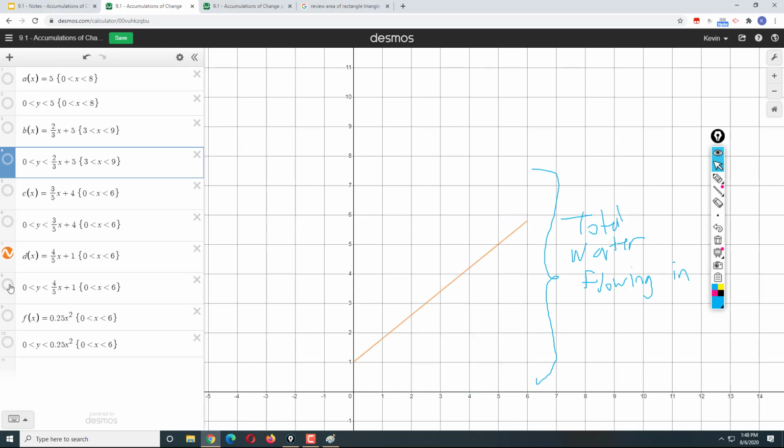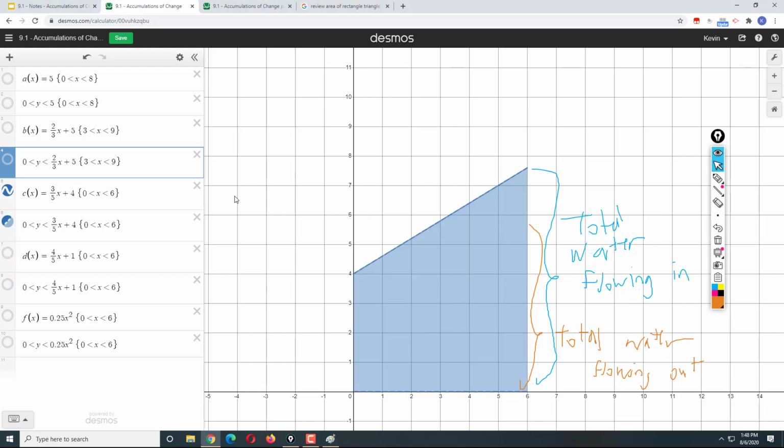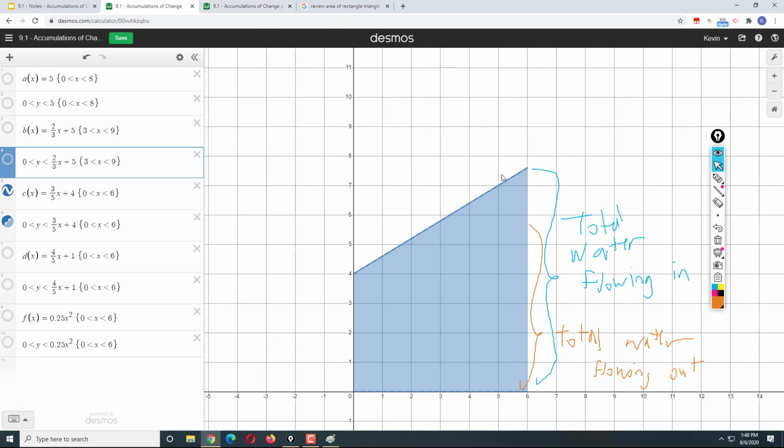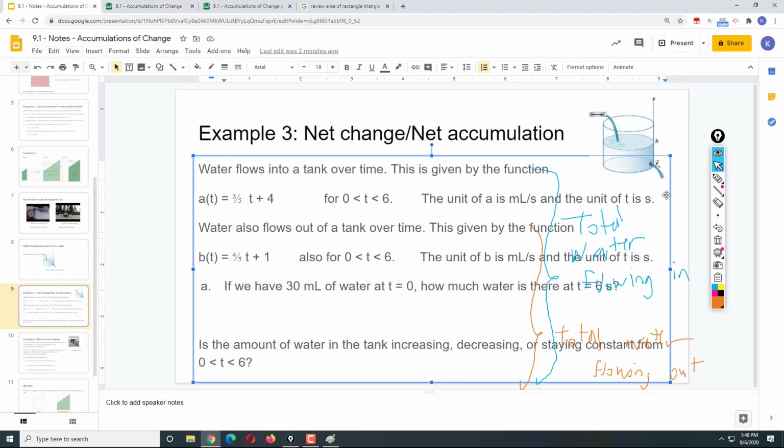and the orange part is the total water flowing out. So the blue part is the water flowing in. That makes the amount of water go up. The orange is the total water flowing out. It makes the total amount go down. There are really two ways of doing this question. We can either do the total amount of water in minus the total amount out, so the area.